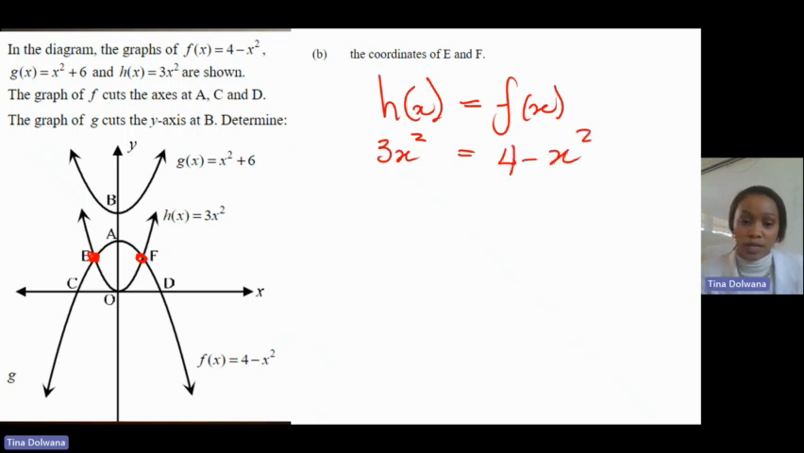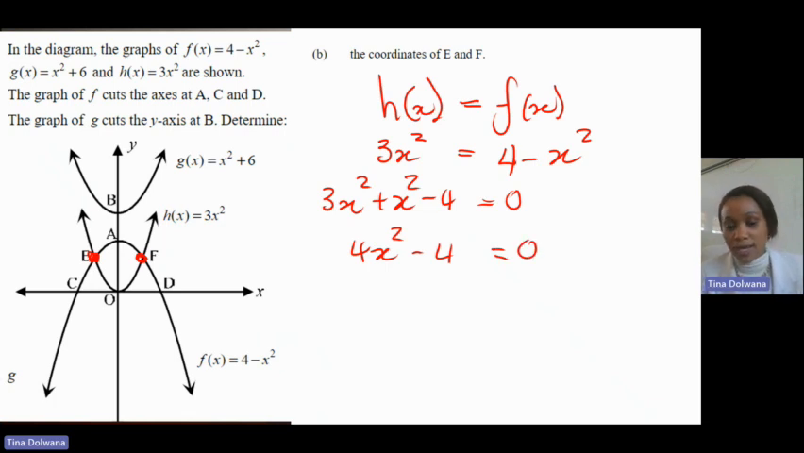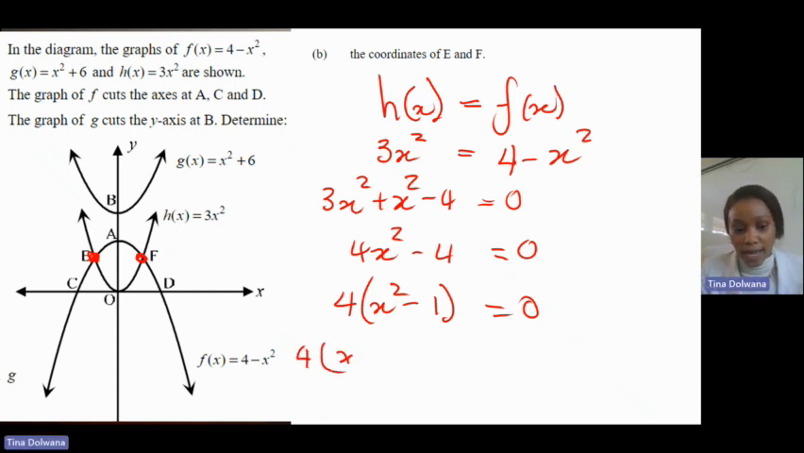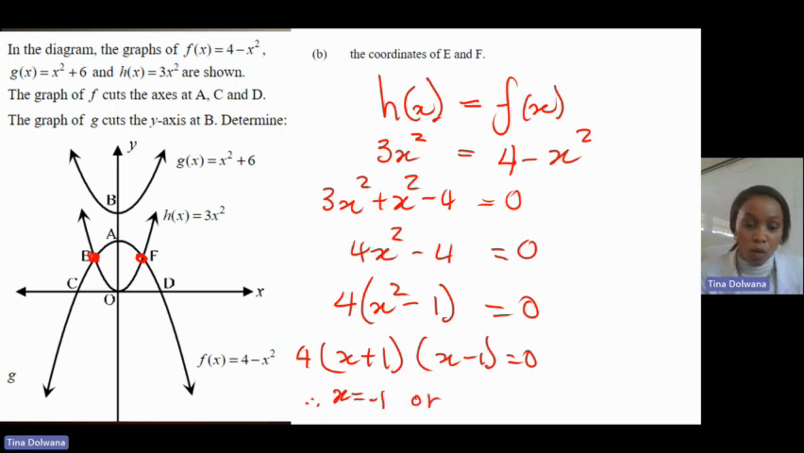All that you need to do is send it to the other side. Now you have 3x squared plus x squared minus 4 equal to 0. Now you have 4x squared minus 4 equal to 0. Now I can decide to take out an HCF, which you know, guys, that you have to take out first, or look for an HCF before you can actually start factorizing properly. Right, so now I can see that I'll have 4 and then (x + 1)(x - 1) equals 0. So therefore I have x is equal to negative 1 or x is equal to positive 1.